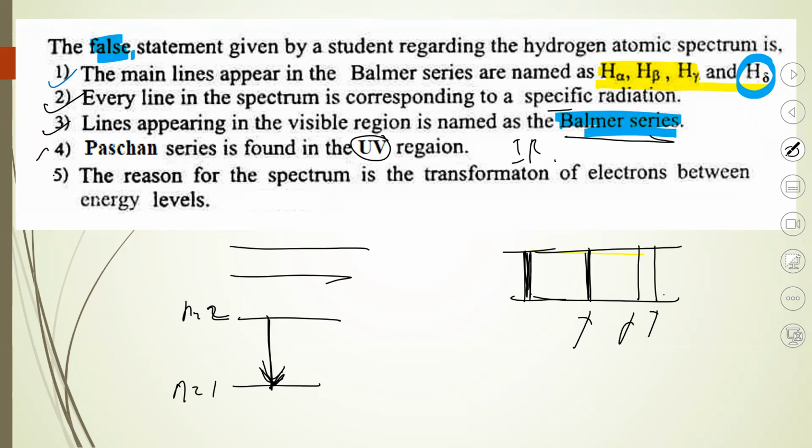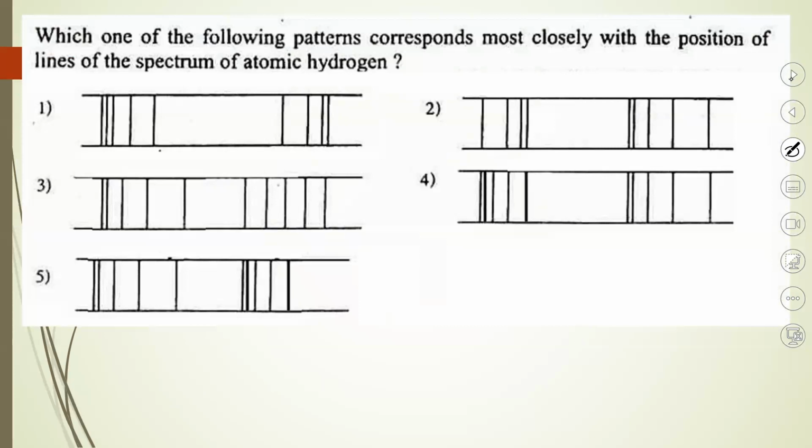The reason for the spectrum is the transition of electrons between energy levels. Yes, definitely. So it is not that difficult. Easily you can find the answers. I think no problems for you. Now let's talk about the next question.